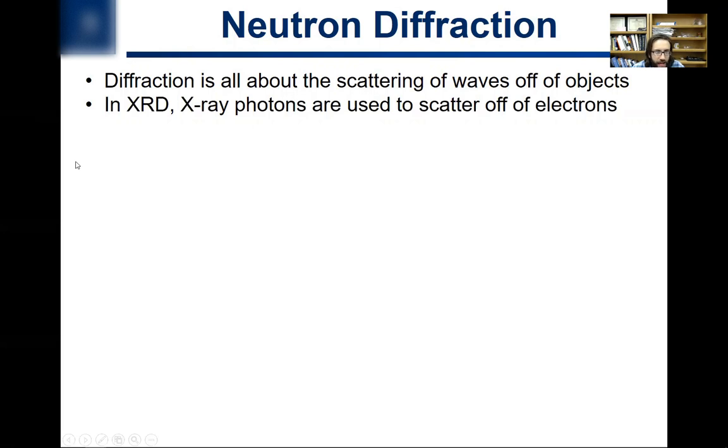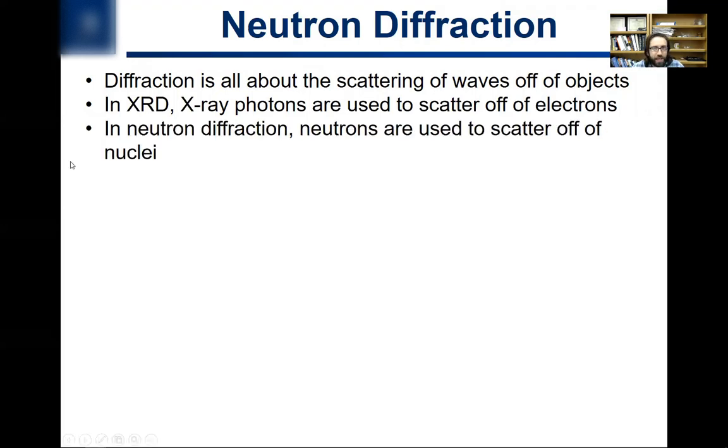In XRD, X-ray diffraction, you're using X-ray photons. Okay, so you're using light, and you're using light because light interacts with electrons, to scatter off of electrons. That's how you're probing. Basically, the valence electrons of the atoms are doing the scattering. In neutron diffraction, which is a complementary technique, you're using neutrons.